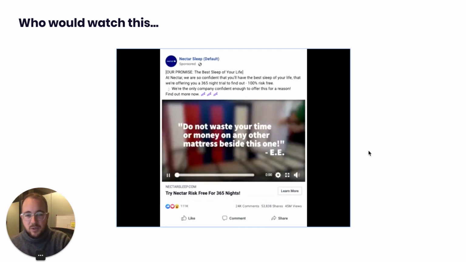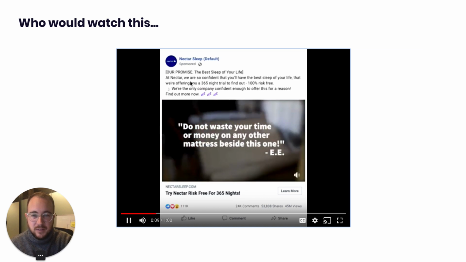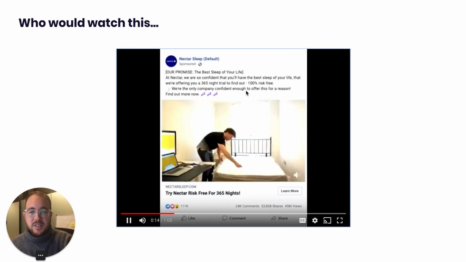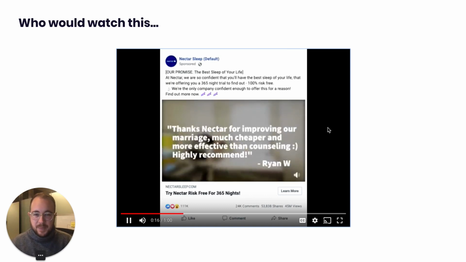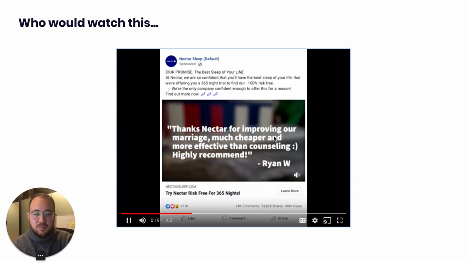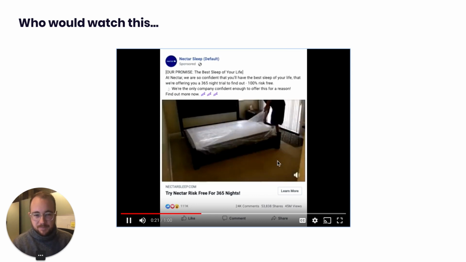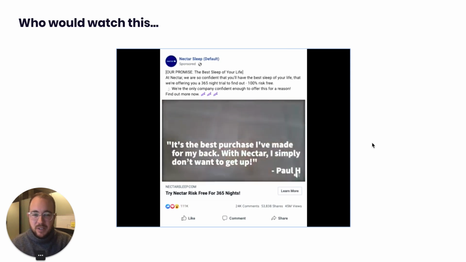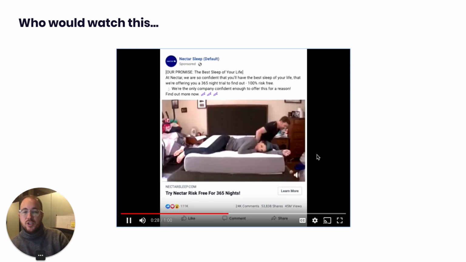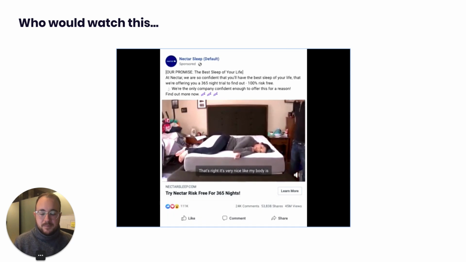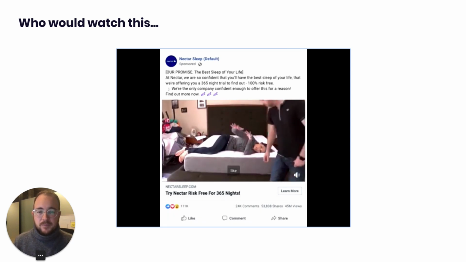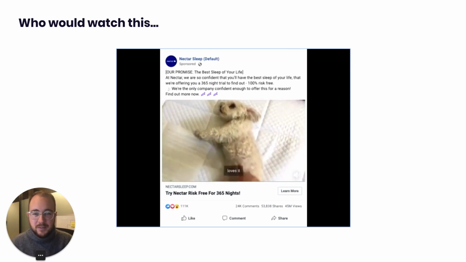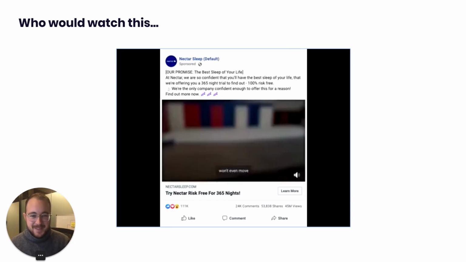So here you can see we're dropping powerful quotes in. Everything's talking about sleep. Best sleep of your life. 365 night trial, 100% risk-free. Improving our marriage, price points, highly recommended. And now we're showing what the experience is like unpacking the bed and receiving it for the first time. Best purchase I've made, showing the touch and feel. It's like my body sinks in the right places. Experience of sleeping, more unpacking. Still get a cute animal.